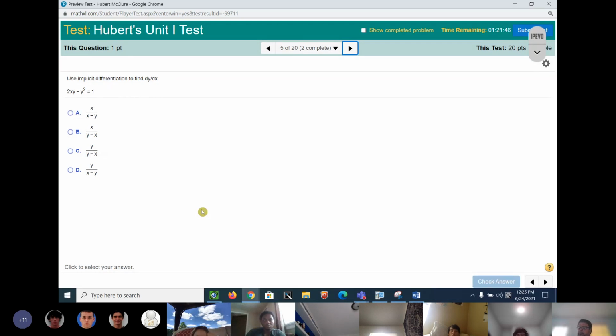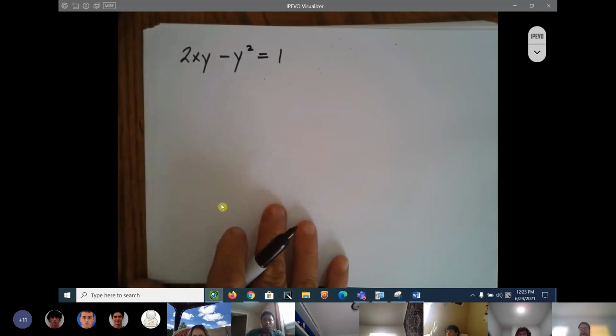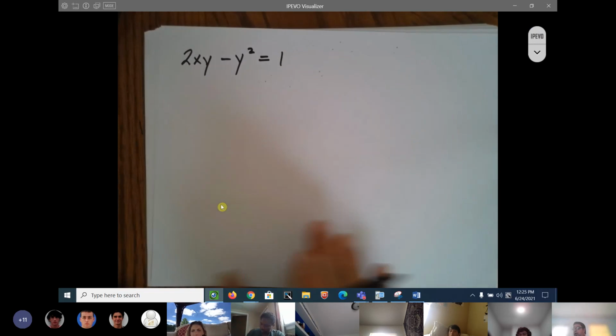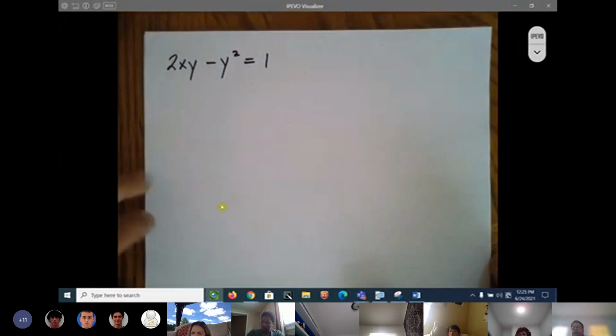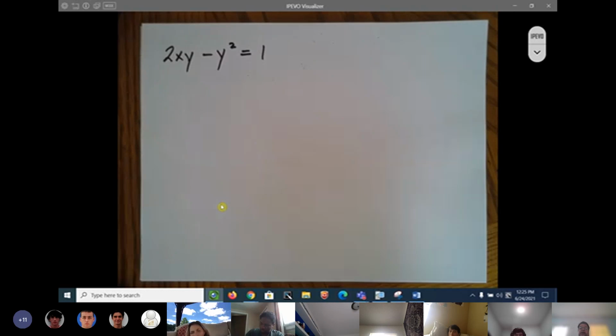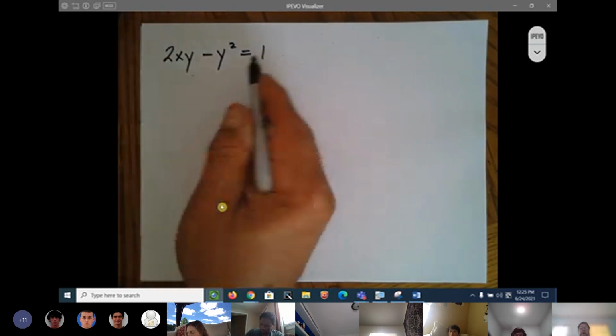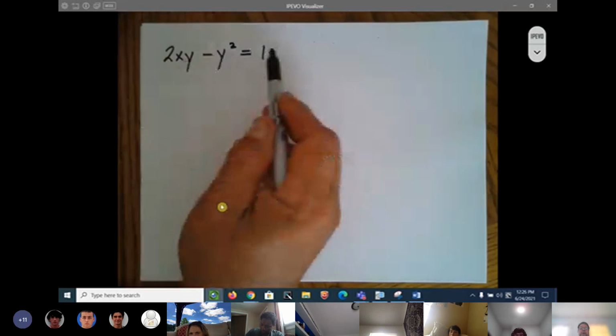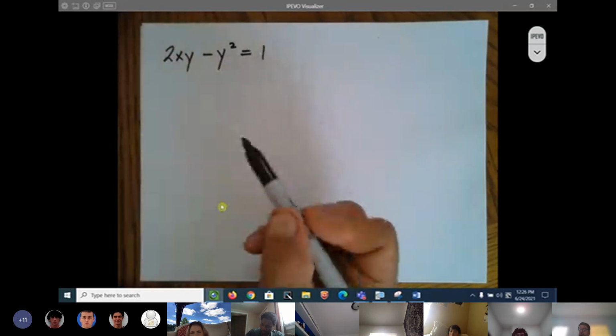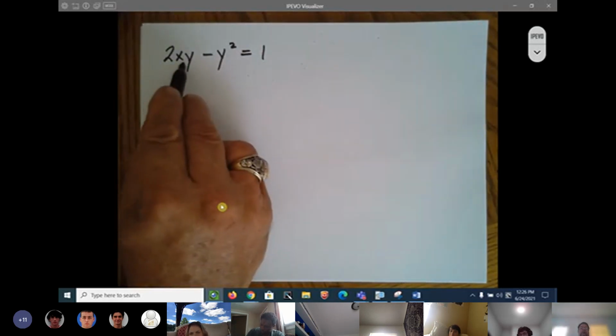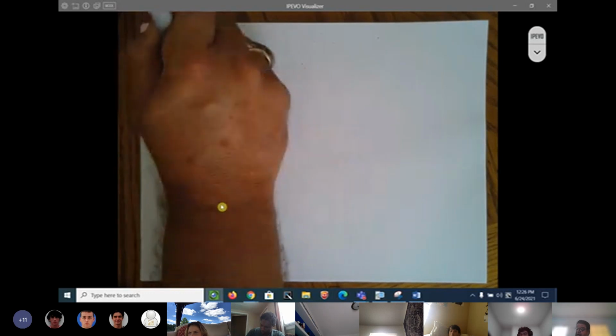2xy minus y squared equals 1. Now remember, implicit differentiation is used when you have more than one variable to take the derivative of, or you don't have a variable isolated. So you would use implicit differentiation right here. You got to use product rule right here because that's the times right here.